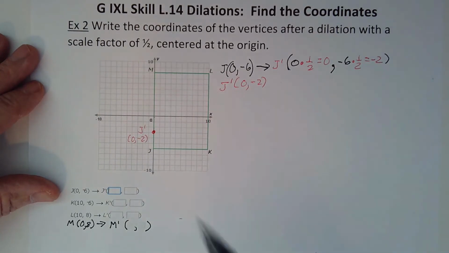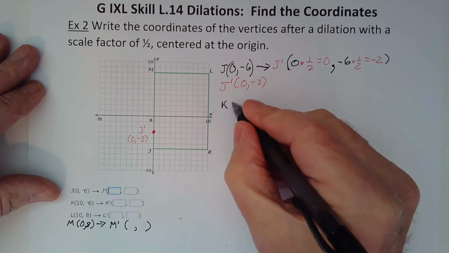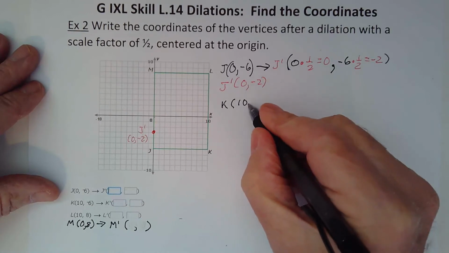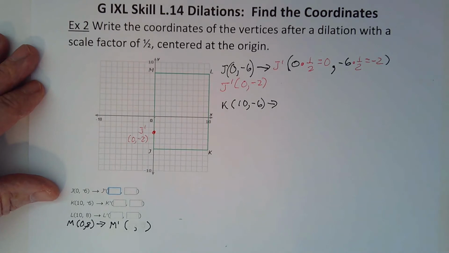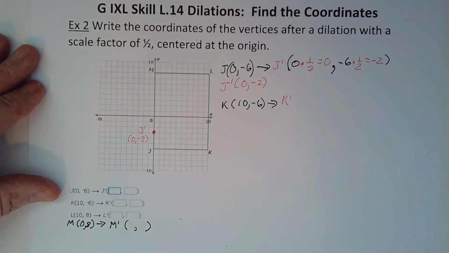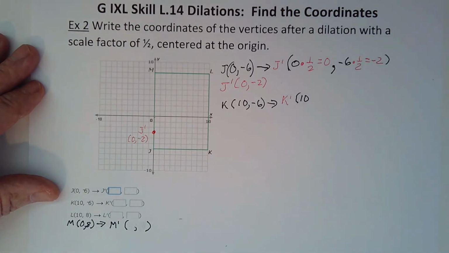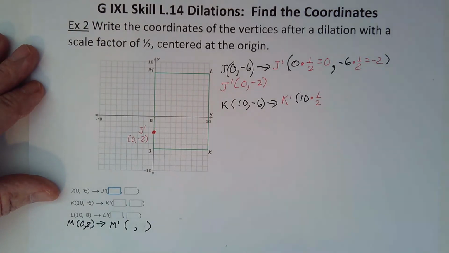Now I'm going to do K. So K's coordinates are x is 10, y is negative 6. And that's going to map as follows. So K prime is going to start out with an x of 10, and we're going to multiply that times 1/2. Okay, so we can either say 10 divided by 2, or we can say 1/2 of 10, and that equals 5.